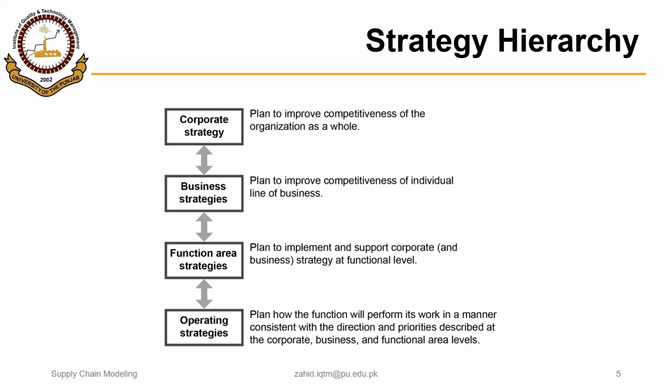So for example, production is a function. So the organization has a production strategy. The two that we will be discussing are level strategy and chase. So these are 2 examples of production strategy. And there is a hybrid strategy as well that is a combination of these 2. Similarly, sales is a function. So there is a strategy for the sales department. There is a strategy for the finance department and so on. Finally, there is operating strategy that is used how the function will perform its work in a manner that is consistent with the direction and priorities at the upper levels of strategies.